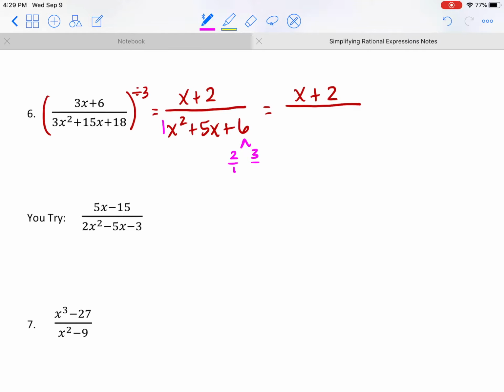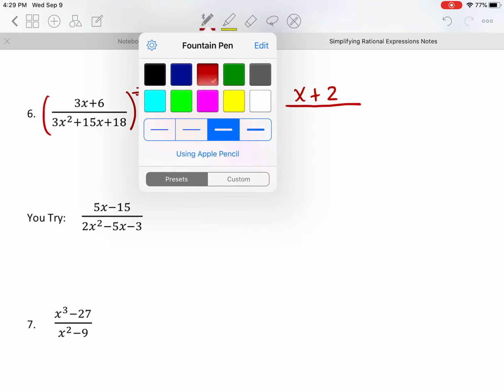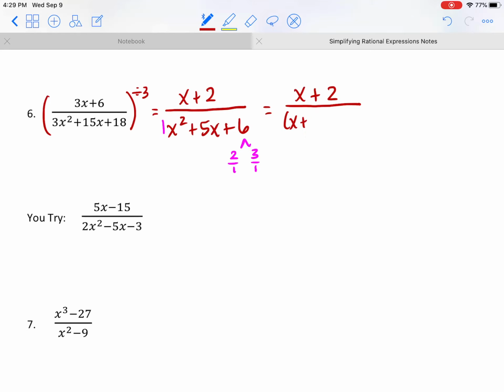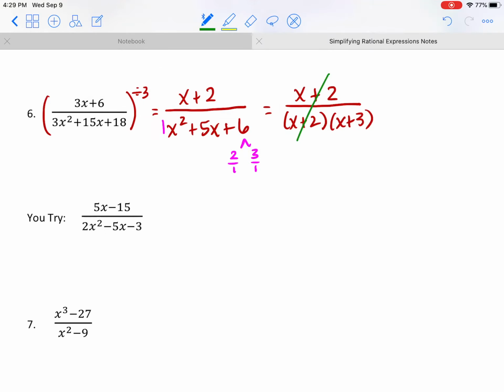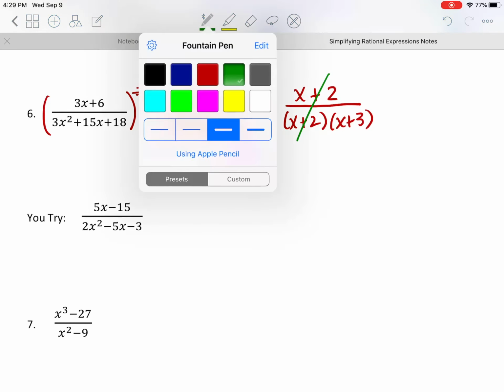Dividing those by 1 is not going to change anything. So the bottom is going to factor into an x plus 2 and an x plus 3. And now I can see the top and bottom of my fraction have a common binomial, x plus 2, so that's going to reduce out.